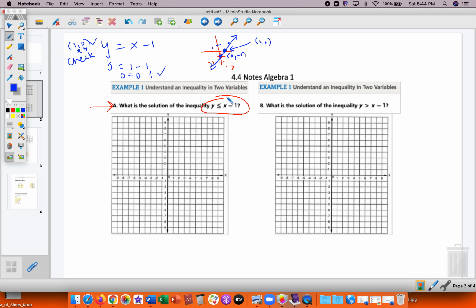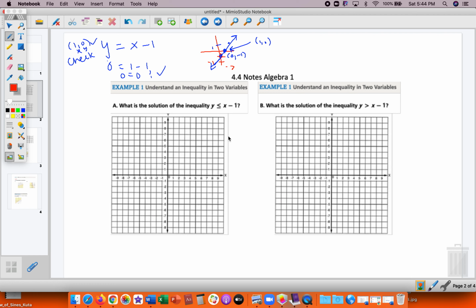Now, the problem that we're looking at here, y is less than or equal to x minus 1, is very similar. The only difference is we see this inequality symbol. When we see inequalities, it means shading, meaning there's going to be a region on one side of the line where we'll have true statements. We'll have a lot of ordered pairs that make true statements that are solutions.